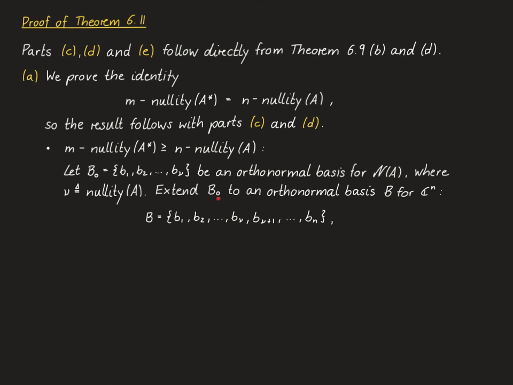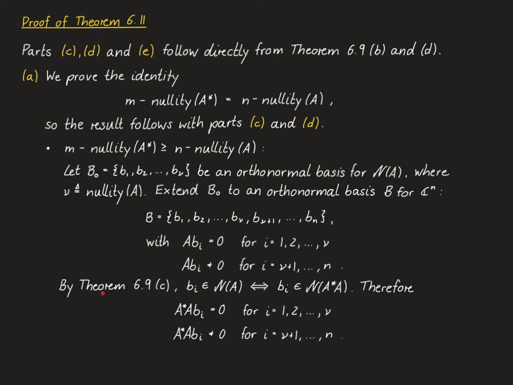Then extend B0 to an orthonormal basis B for the entire space C^n, which is always possible by virtue of the Steinitz replacement lemma and the Gram-Schmidt procedure. So what we now have is a set of vectors b1 through b nu and b nu plus 1 up to bn, such that A bi equals 0 for the first nu vectors, and A bi is non-zero for the following vectors nu plus 1 up to n.